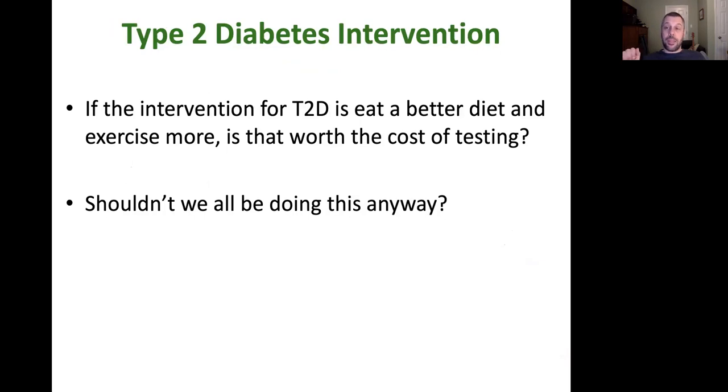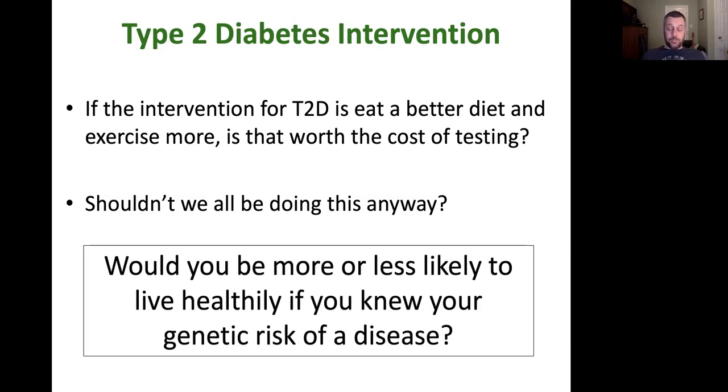However, what that really means is that if the intervention for type 2 diabetes is to basically eat better and exercise, don't you know that that's good for you already? So shouldn't we all be doing this anyway? And of course, the answer to that is yes. By the way, pretty much the only thing that's shown to have a protective effect against Alzheimer's disease is staying in shape as well. That's true for a bunch of cognitive diseases.